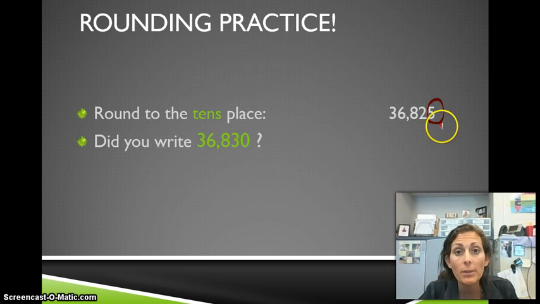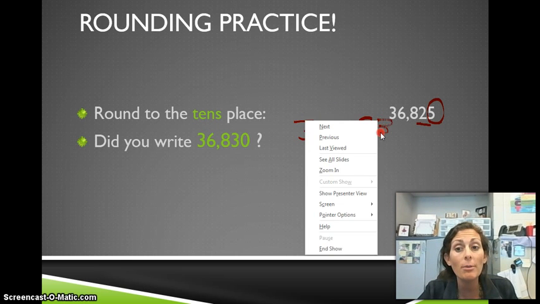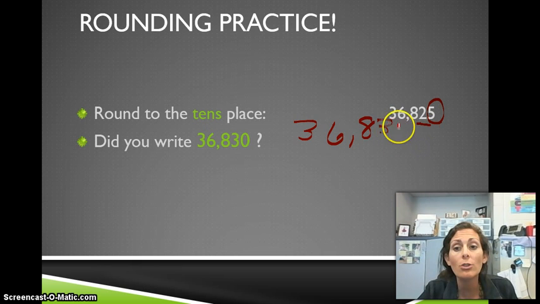So I'm going to circle that because that's going to tell us if we're going to give the 2 a shove or let it go. Since it's 5 or more, we're going to give it a shove. So we're going to have 36,800. The 2 is going to become a 3. And what is circled is going to become a 0. So we have the same answer as we were supposed to. So good job.